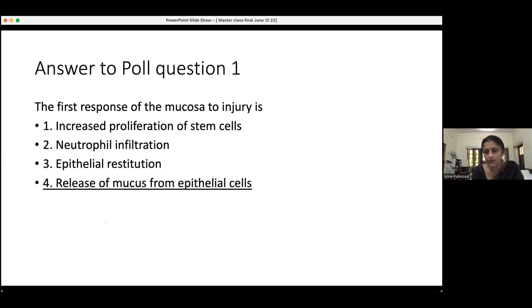This is because the mucus is the first barrier to any luminal pathogens or anything dangerous in the lumen. The next events will be all the other things. If there's significant damage to the epithelium, the neutrophils will come in. If epithelial cells are lost, then the surface epithelium will come in, flatten and cover the gap, or stem cells will multiply to replace any damaged cells. But the first response is release of mucus.